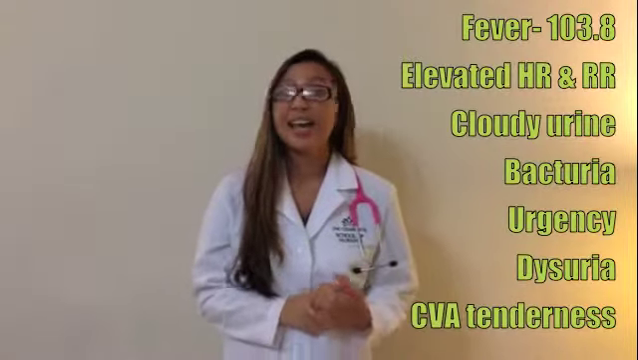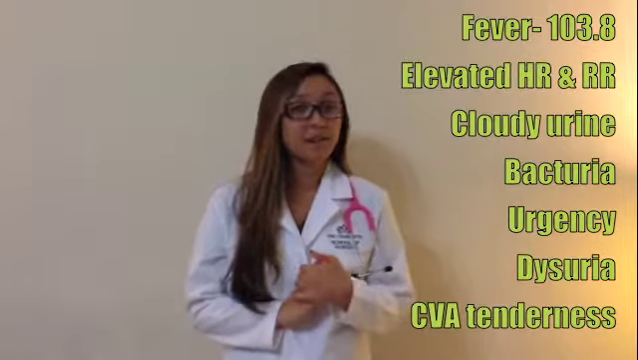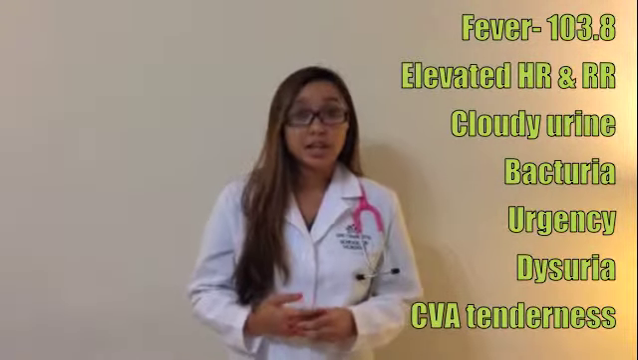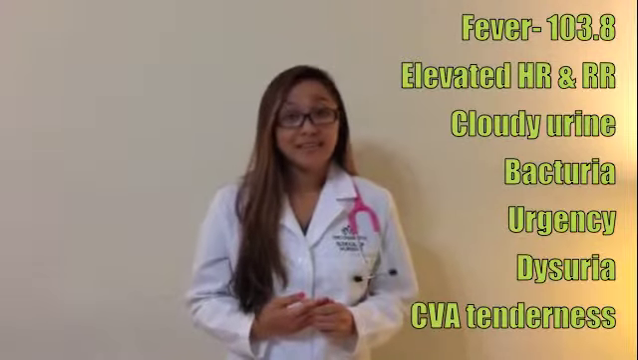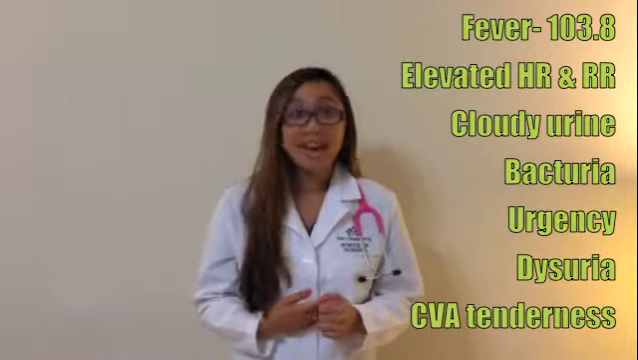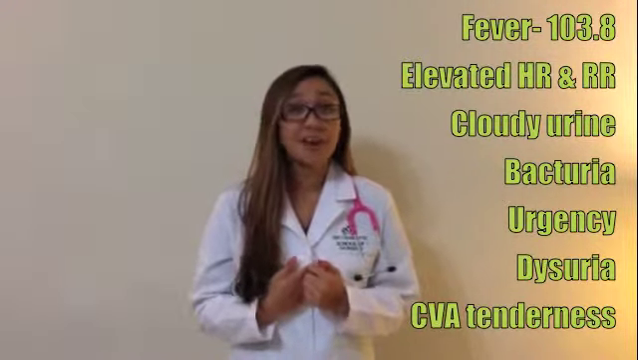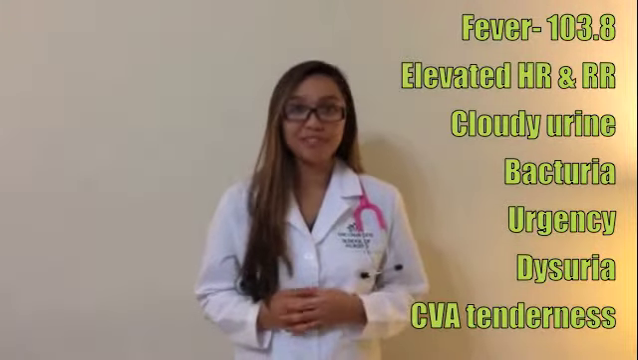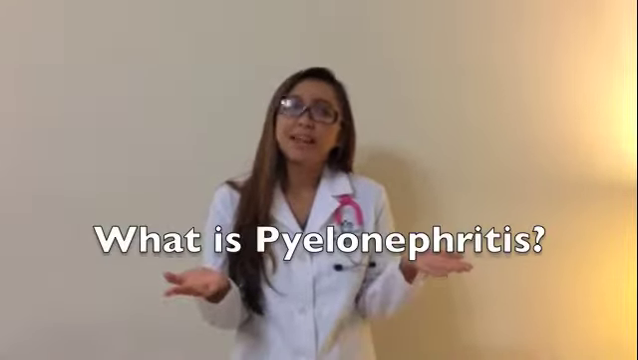This episode entails the story of an 8-year-old girl named Ophelia who was admitted to the hospital with a high fever of 103.8, an elevated heart rate, elevated respiratory rate, and had cloudy urine with bacteria, urgency, dysuria, and CVA tenderness. She also hasn't been drinking for the past 24 hours as well as eating, and she's suspected to have acute pyelonephritis. First things first, what is pyelonephritis?